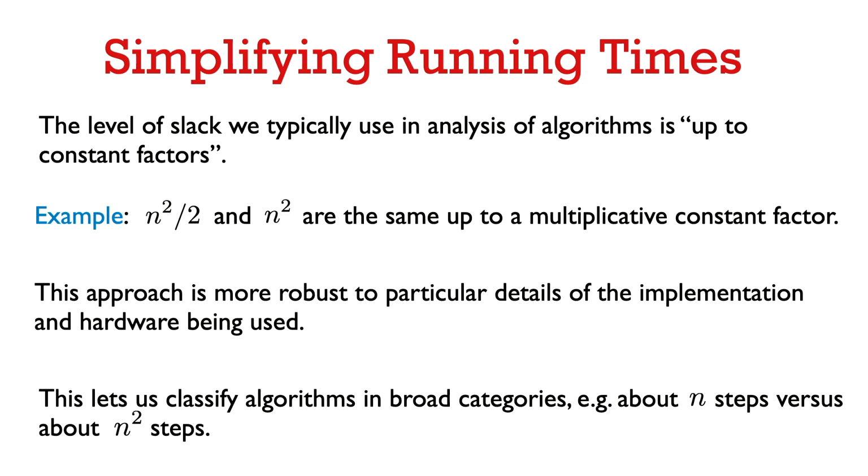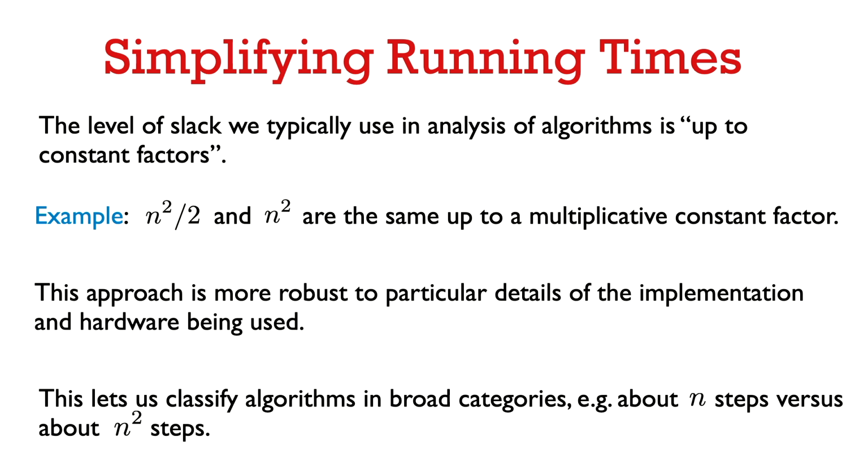For example, n squared divided by 2 and n squared just differ by a constant multiplicative factor, namely a factor of a half. So since different implementations of an algorithm, or running an algorithm on different hardware, can easily result in a constant factor difference in running time, we zoom out our vision to see things that just differ by a constant factor as the same. And this lets us classify algorithms into broader categories.